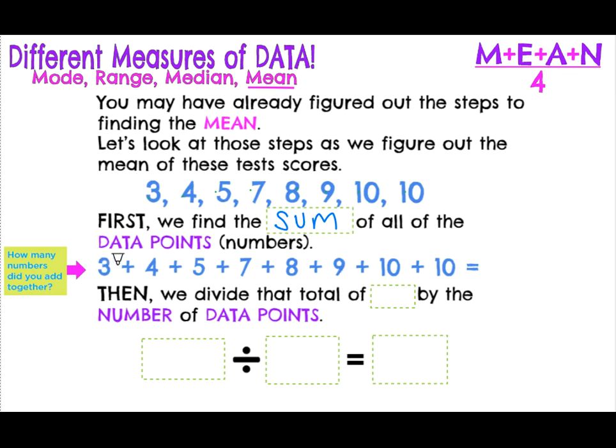So we have 1, 2, 3, 4, 5, 6, 7, 8 numbers being added together. We have 8 numbers that we're adding and finding the sum of. When we add all of these together, we get a total of 56. And then we divide by 8. And that's going to get us our fair share mean. And 56 divided by 8, of course, is 7. And that is the mean of this set of data.